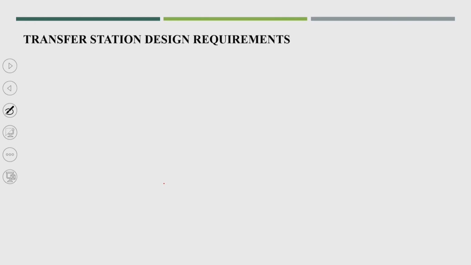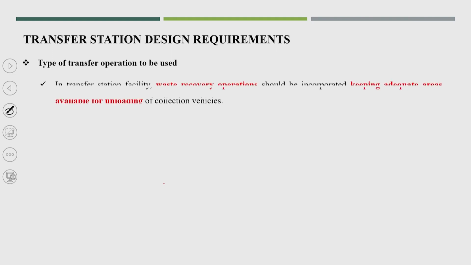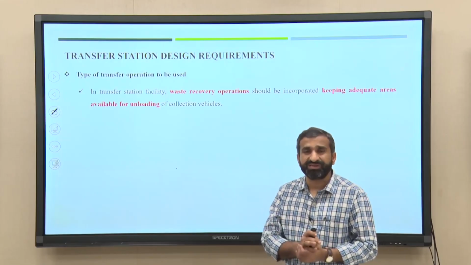Now, the transfer station design requirement. Before going for the location, this is one very important issue that needs to be discussed while designing the transfer station: what are the different factors that have to be considered before finalizing the design. The first is the type of transfer operation to be used. This is also very important, and it depends upon the goal or particular objective of the transfer station.